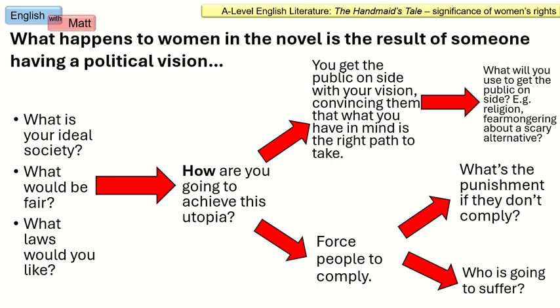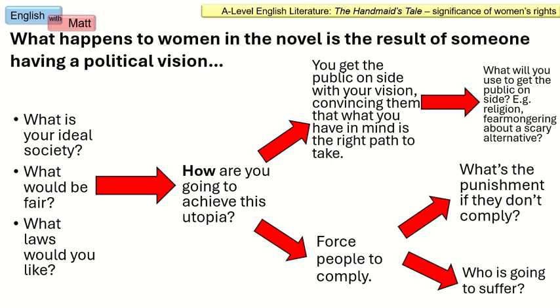You either attempt to get the public on side with you and convince them that what you have in mind is the right path to take for your country or society at the time. And the question then is, well, what are you going to use to do that? Are you going to fearmonger? Are you going to suggest there's a scary alternative if you don't vote this way? Are you even going to turn to religion and theocracy to legitimize what your vision is? Alternatively, if you're not going to convince people through what you say, the question then is, well, are you going to be prepared to use force?